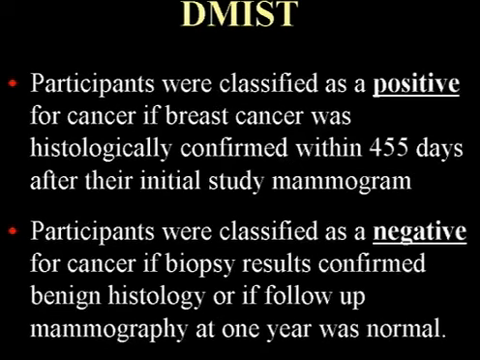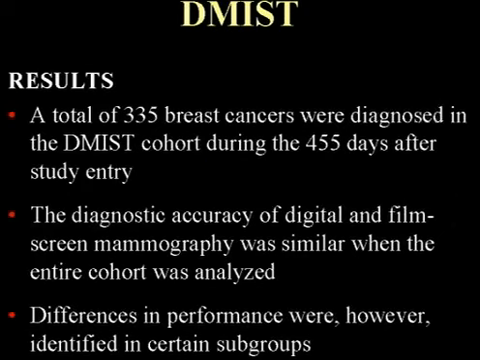Let's look at how they were classified as a positive. Participants were counted as a positive for breast cancer if they had a breast cancer diagnosed within 455 days of their initial study mammogram, 455 days. They were classified as a negative if they underwent a concordant benign biopsy or had a negative follow-up mammography at one year. Let's look at the results.